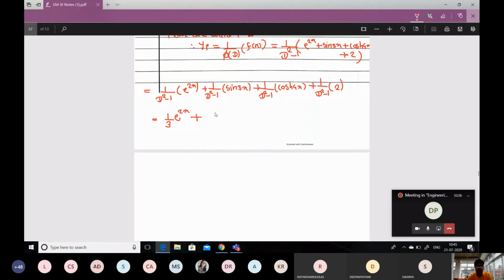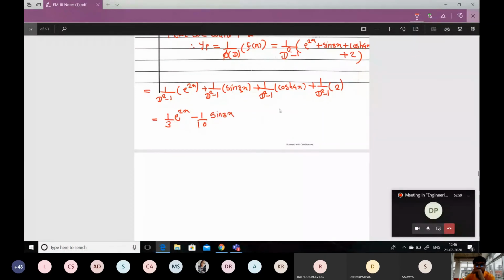Now what about the second term? In case of the second term, you have to replace D square by minus a square. What is a? A is 3, the coefficient of x. Its square is 9, and you have to give a negative sign, so minus 9. So D square is replaced by minus 9, but already there is minus 1. So minus 9 minus 1 is minus 10. That will give me minus 1 upon 10, and sine 3x as it is.